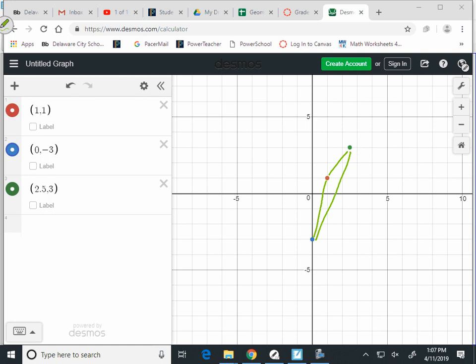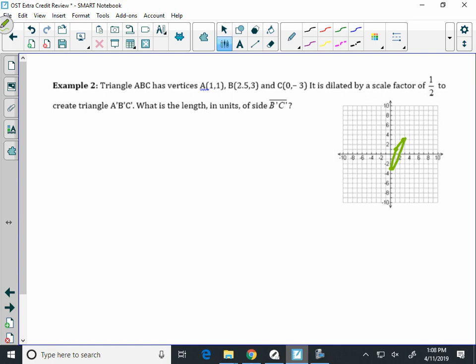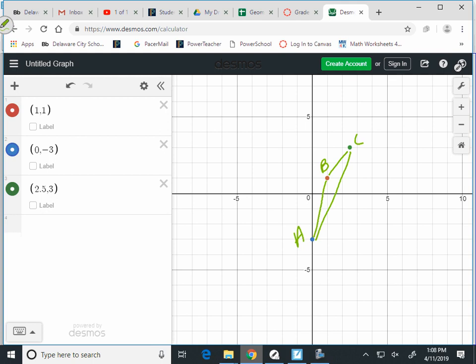Okay, and I'm going to label as well A, B, and then C, I think. No. A, B, C. Got those mixed up. This is A, this is B, and this is C. And we want to know the length of side BC after you do a dilation of 1/2. So, what you can do here is first do the dilation. So multiply all the vertices by 1/2. Replot the new points. And then find the length of your new side. That's totally acceptable to do.